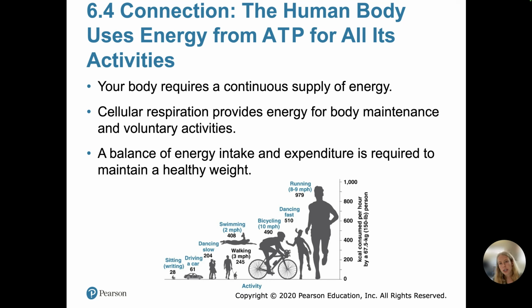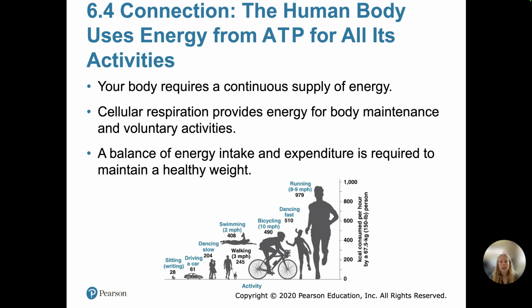The human body uses energy from ATP for all its activities. I wanted to put this in here to conceptualize why energy from ATP is important. Your body requires a continuous supply of energy, specifically your brain. Your brain is about 20% of your energy usage per day because it takes a lot of ATP to power all the brain cells in their function of thinking and maintaining the body in homeostasis.